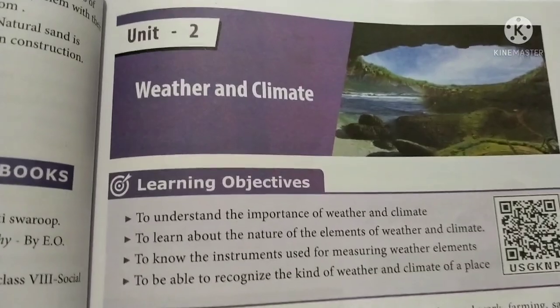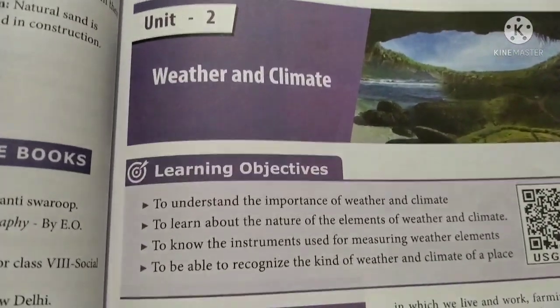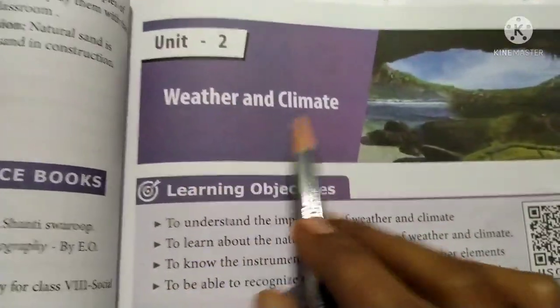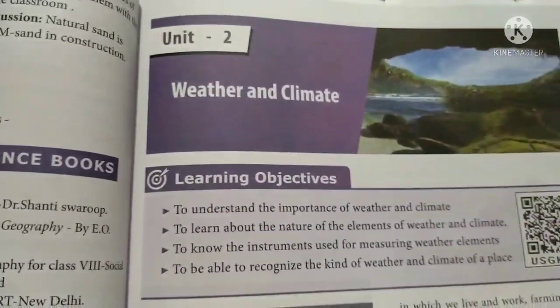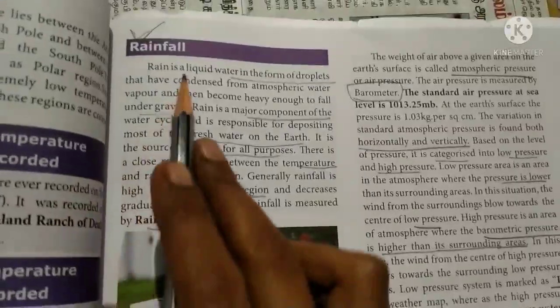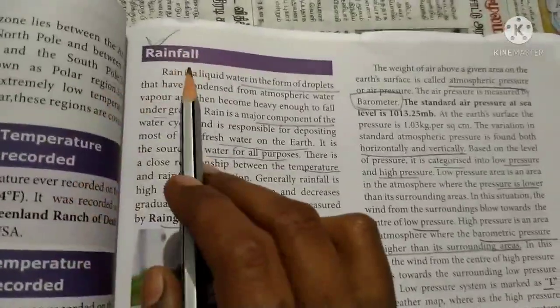Good morning students. So this is the class for 8th standard, subject social, and the topic is geography, second lesson, weather and climate. Weather means vaanilai and climate means kaalanilai. So first we are going to see about rainfall.